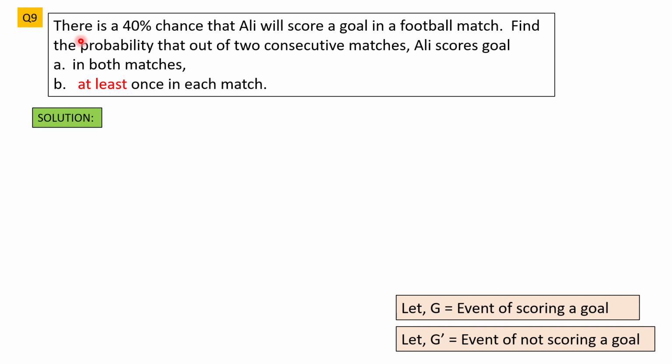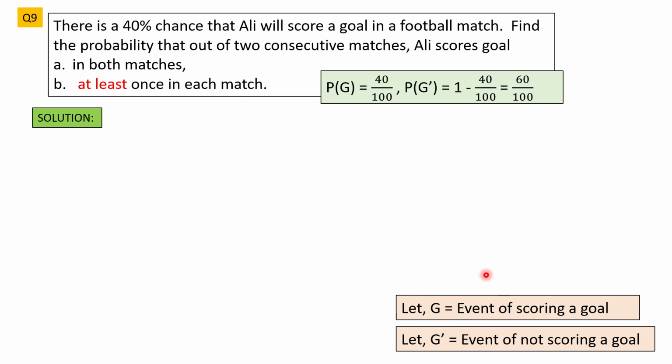Question 9. There is a 40% chance that Ali will score a goal in a football match. Find the probability that out of 2 consecutive matches, Ali scores a goal in both matches. So let's define the events. G as the event of scoring a goal and G prime as not scoring a goal. So probability G equals 40 over 100. Why 40 over 100? Because it is given 40% chance that Ali will score a goal. And probability of G prime will be 1 minus 40 over 100 equals 60 over 100.